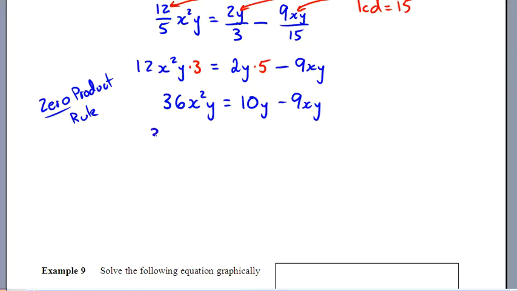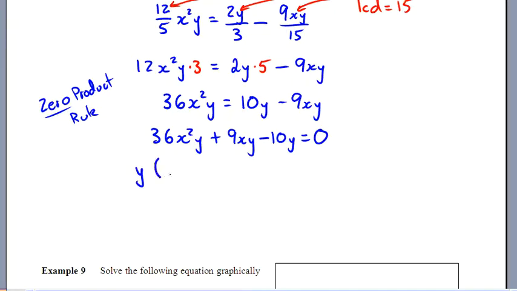So we can say you've got 36 x squared y. I'm going to write this as plus 9xy. I'm just going to put that one next. Subtract 10y is equal to 0. I'm just sort of running out of room, so I'm going to skip a step here and do that. And you'll see why I did that right here. What can we pull out of this? What's common to all of this? And the answer is a y.